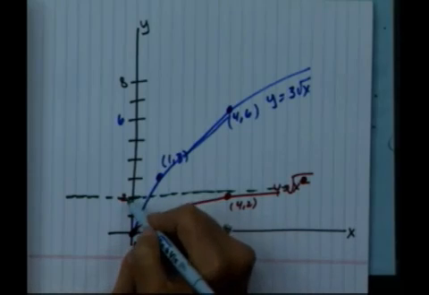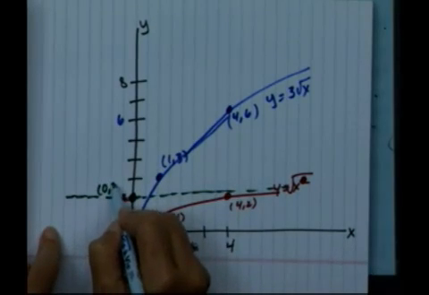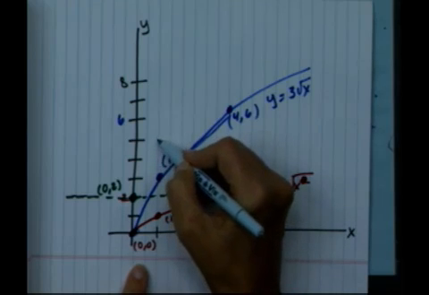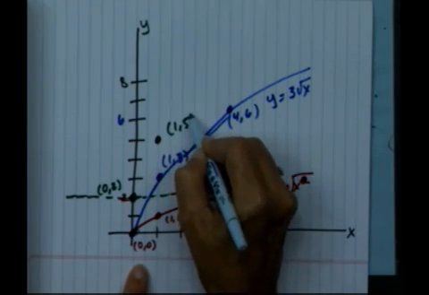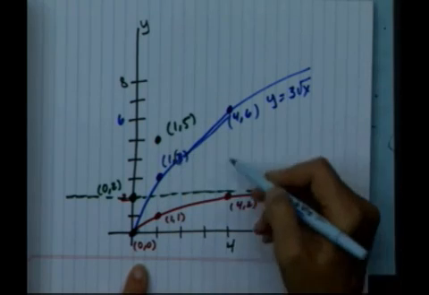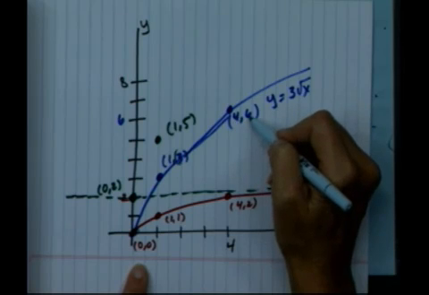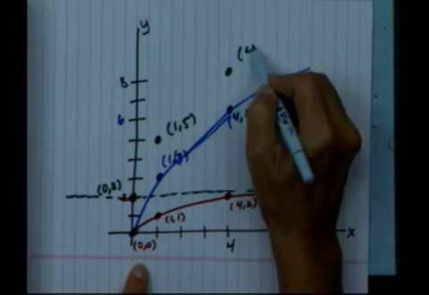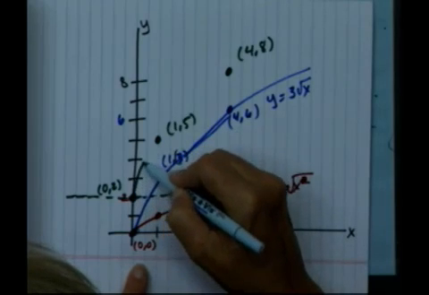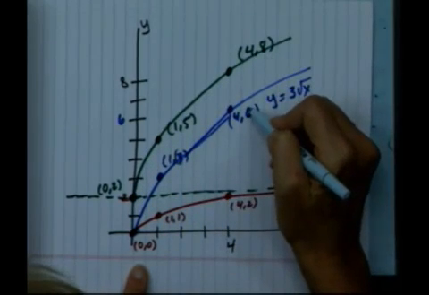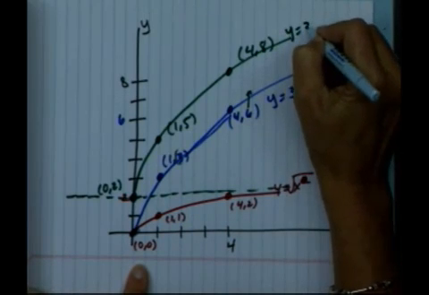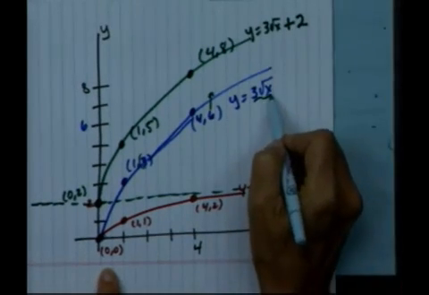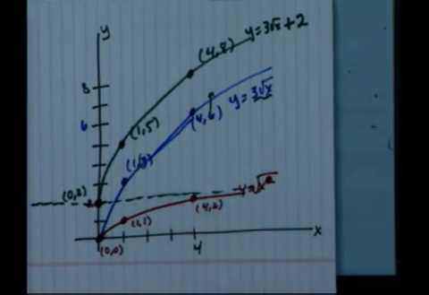So 0 plus 2 is 2, so I have 0, 2. At x equal to 1, I'm going to add 2 to the 3, so I have 1, 5. I'm just adding 2 to the y values. I keep the same x value 4, and I'm going to add 2 to the y value. 6 plus 2 is 8. So I have 4, 8. I just added 2 to these y values to come up with y equals 3 square roots of x, and then I added 2 to it. So all of these values just add 2 to the y values.